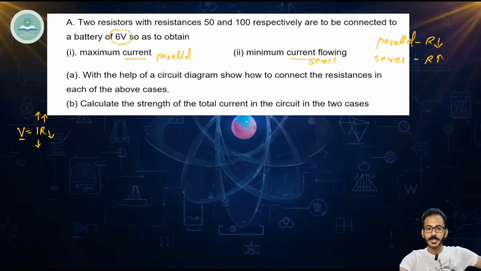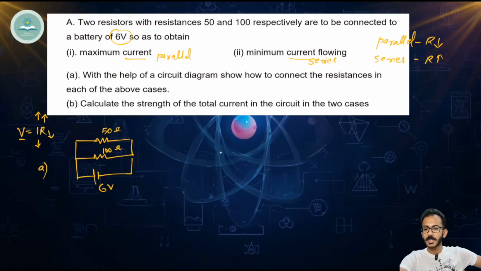Now let's come to A part of the question. In A part, they are asking us to draw both the diagrams. So first one is parallel connection. It is 50 ohm and 100 ohm connected parallelly to a 6 volt cell. So we have 50 ohm here and 100 ohm here. It is connected parallelly to a cell of 6 volt.